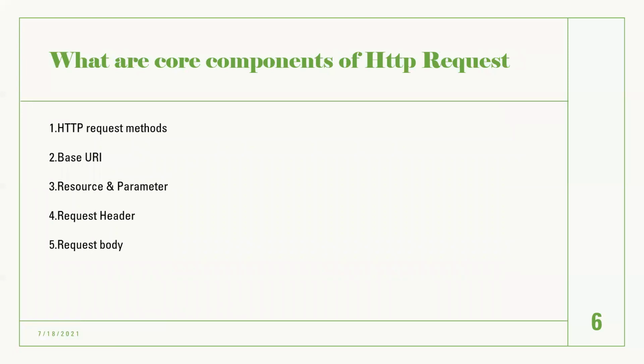What are the components of an HTTP request? If you want to make an HTTP request, if you want to hit your API, what are the components? HTTP method, that is post, put, delete, all those methods, base URI, resources and parameters, either query or path parameter, request header and request body. Only these are the components. These are the 5 components of an HTTP request.